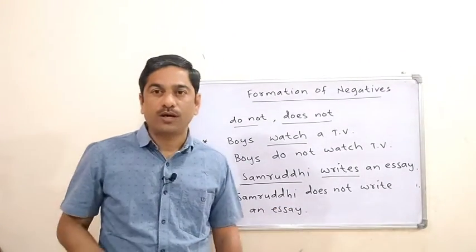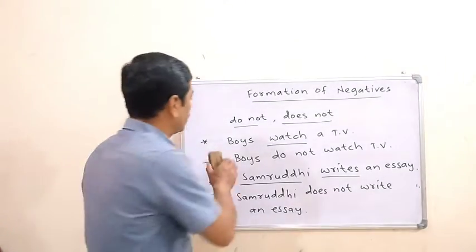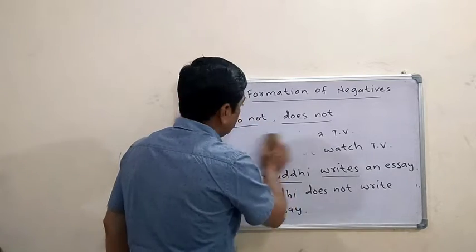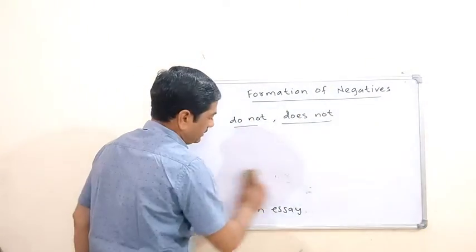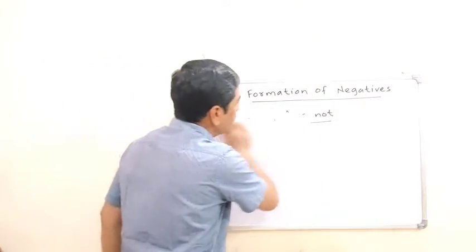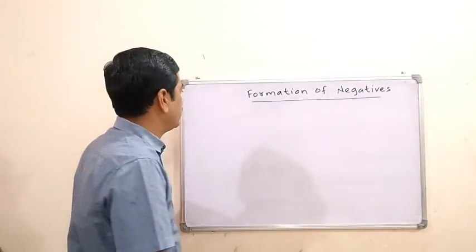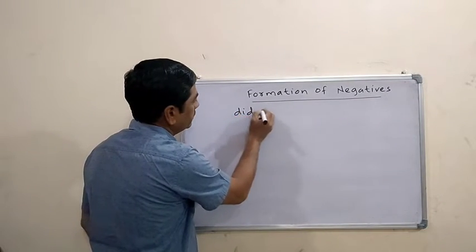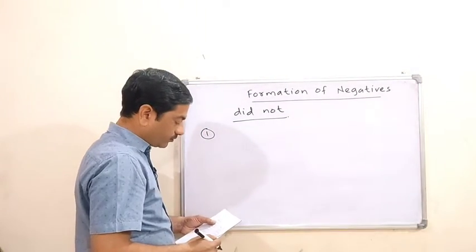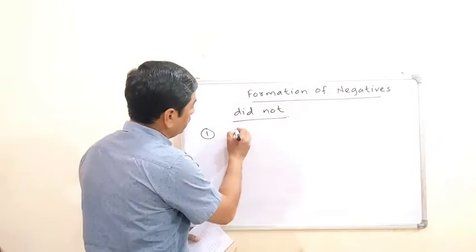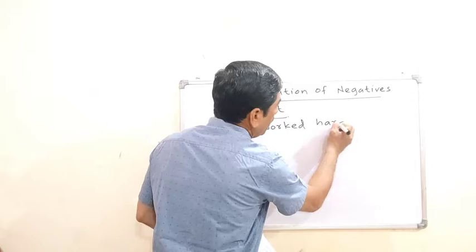Now we will speak about when to make use of did not. If the affirmative sentence is of simple past tense, while changing that sentence into negative, you will make use of did not. So I will write here sentences of simple past tense. He worked hard.